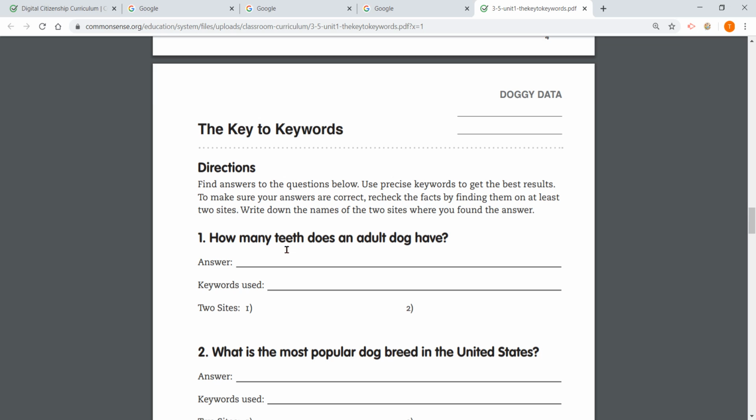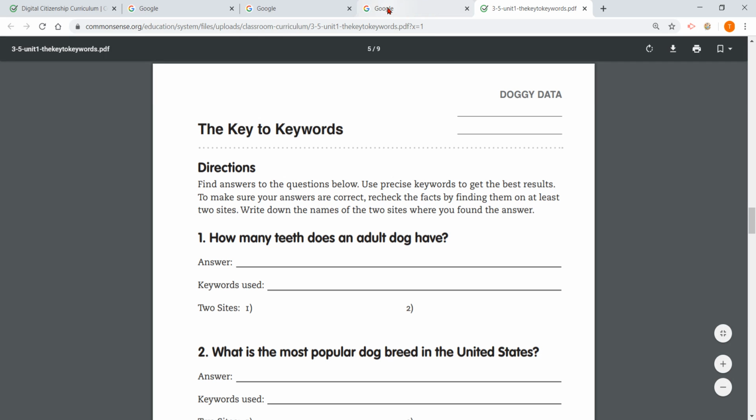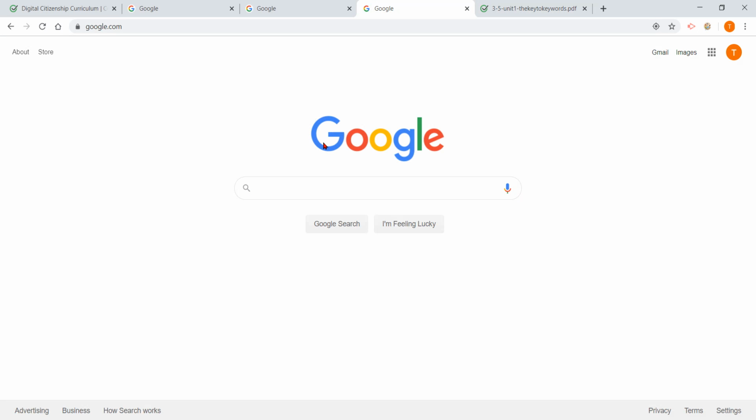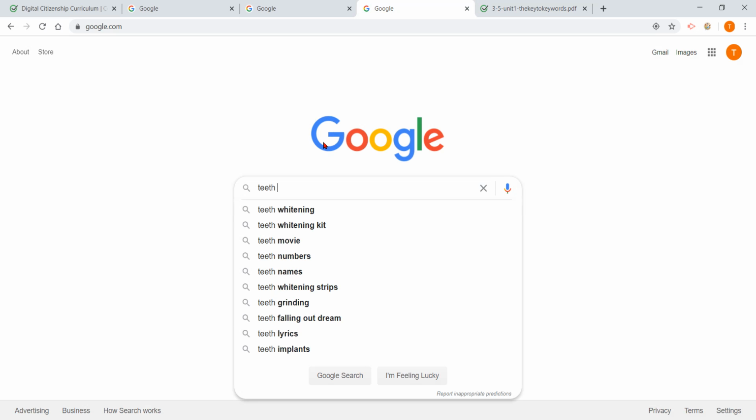So, how many teeth does an adult dog have? So now we're on to dogs instead of cats. Well, let's go to Google and try some searching. Let's use some precise keywords. So you could type in the whole question, but let's just pick some important words instead. Why don't we try teeth, adult, dog, and just type that much in and see what happens. So I'm going to type that into Google, teeth, adult, dog.